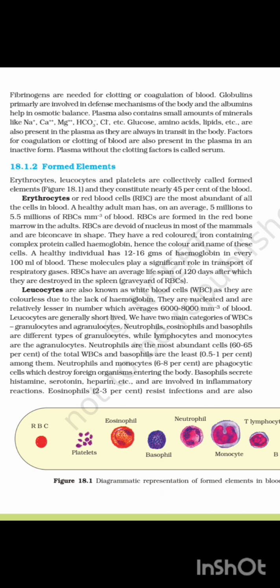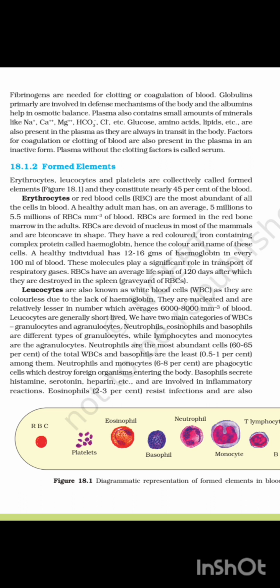18.1.2 Formed elements. Erythrocytes, leukocytes, and platelets are collectively called formed elements, figure 18.1, and they constitute nearly 45% of the blood. Erythrocytes or red blood cells are the most abundant of all the cells in the body. A healthy adult man has on an average 5 million to 5.5 million RBCs per cubic mm of blood. Red blood cells are formed in the red bone marrow in the adults. RBCs are devoid of nucleus in most of the mammals and are biconcave in shape. They have a red colored, iron containing complex protein called hemoglobin, hence the color and name of these cells.